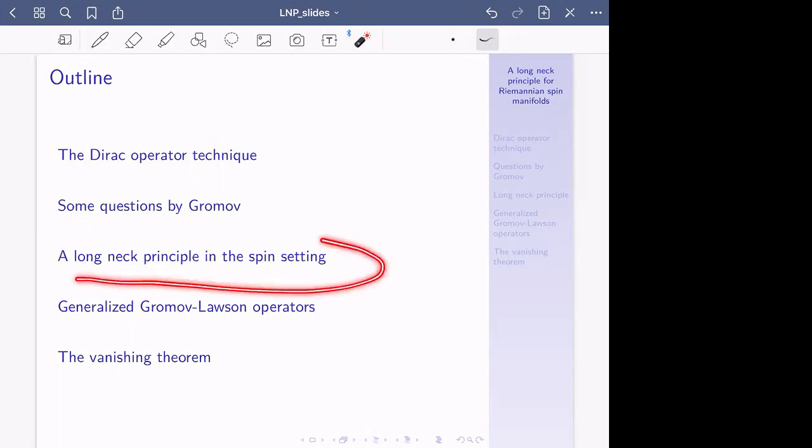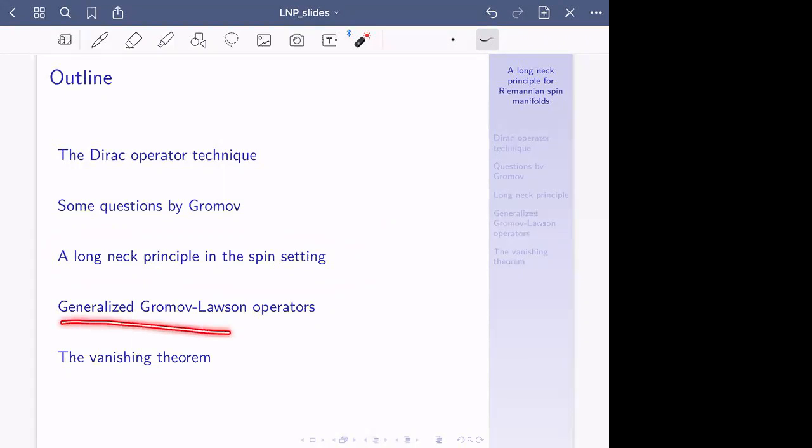Then I will state the main results that I summarize, that I called a long neck principle for Riemannian spin manifolds with positive scalar curvature. Those are basically metric inequalities with positive scalar curvature. Then I will discuss a little bit the techniques that I used to get such inequalities.